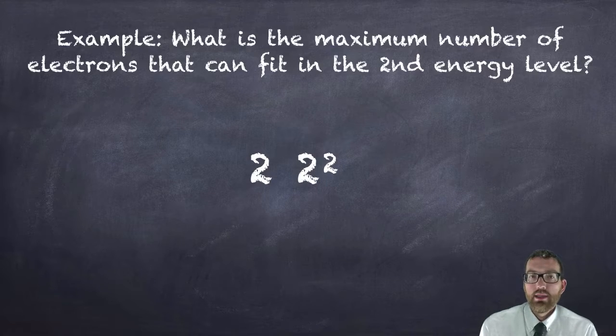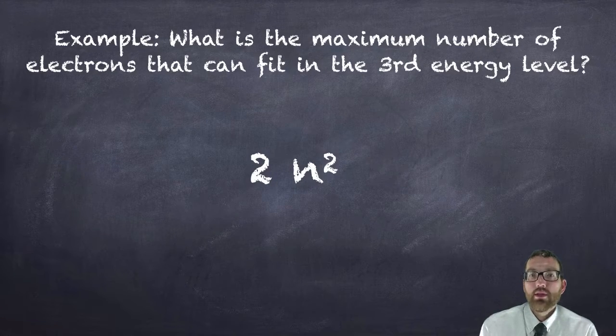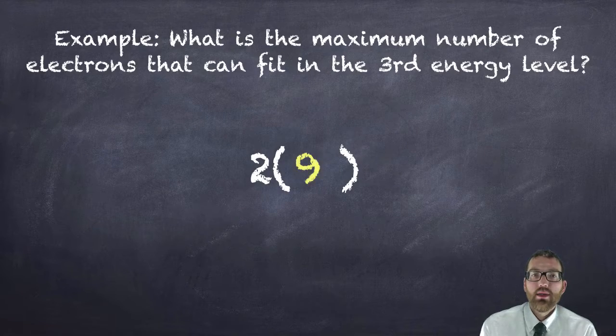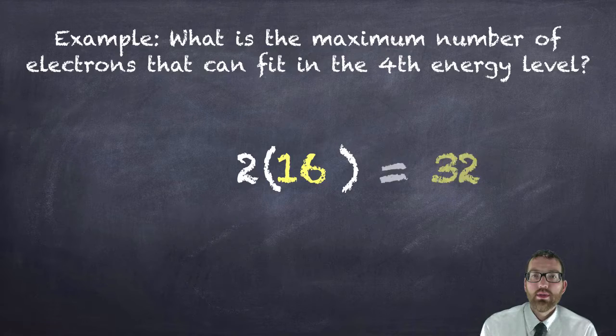So we just replace the n with 2. We do the parentheses. 2 squared is 4. And then 4 times 2 is 8. How many in the third energy level? Plug in the 3. 3 squared is 9. And 9 times 2 is 18. In the fourth energy level, 4 squared is 16. And then 16 times 2 is 32. For the Regents, they will never ask you anything other than the first, second, third, or fourth energy levels. You can memorize these numbers, or you can memorize this very simple formula, 2n squared.